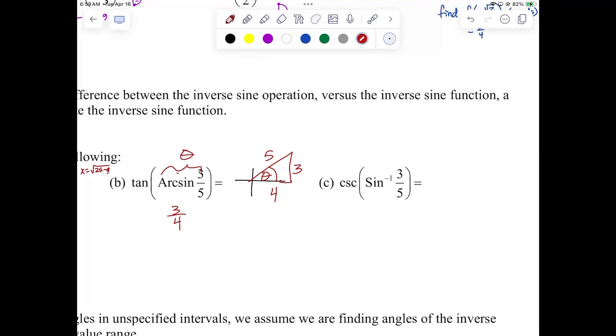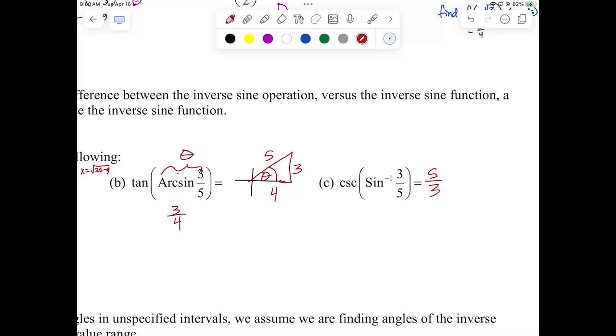What's the cosecant ratio of that same angle? 5/3. Ooh, did we even need to draw the picture for that one? No, because I gave you the sine ratio, and I'm asking for the cosecant ratio. And how are they related?